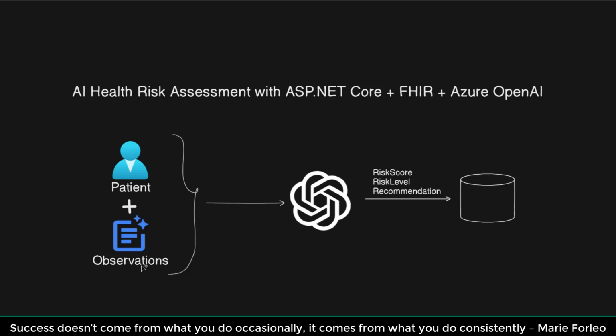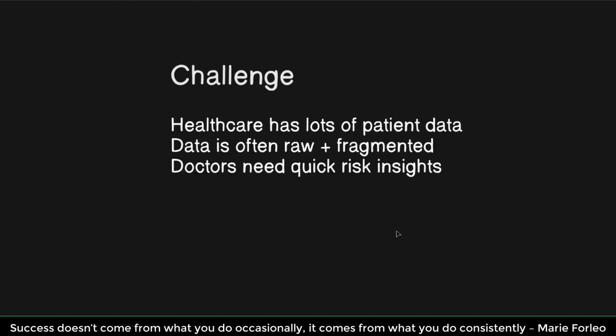We have patient and observations data. So we send this observation information to the OpenAI. So OpenAI gives us the risk assessment information, which has risk score, risk level and recommendation that we store into the database. So what are the challenges?